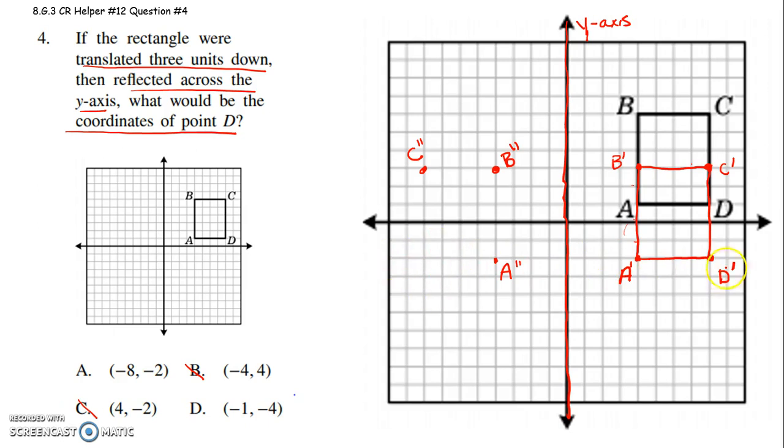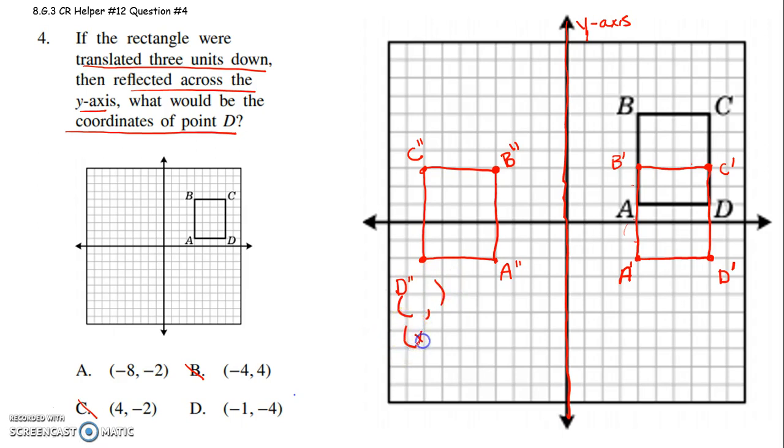So I could get fancy. If I didn't want to have to reflect D and count, I could say, okay, this has to be 1, 2, 3, 4 units. So I'll just move over 1, 2, 3, 4 units. And I can place D double prime. What they're asking us for is those coordinates. They want to know what the new D will be after you slide it down 3 and then reflect it over that y-axis. So I just need the coordinates of this point.